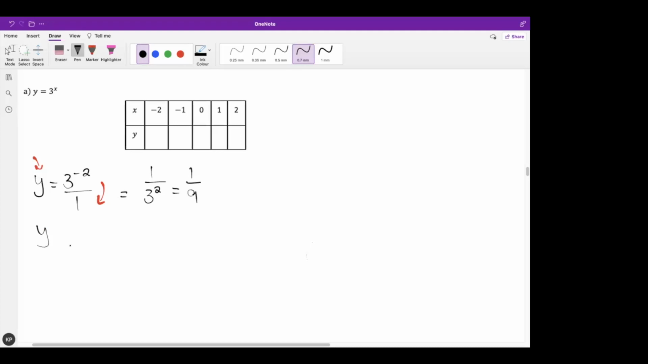The next one is very similar. It has a negative exponent. So I have 3 to the power of negative 1. Once again, what do I do? This 3 to the power of negative 1 goes to my denominator, and then my exponent becomes positive. So it's just 1 over 3. Let me fill in my table. There we go.